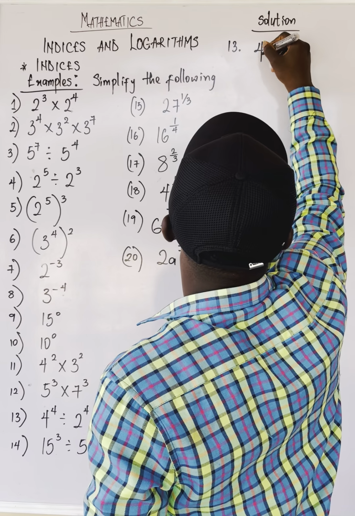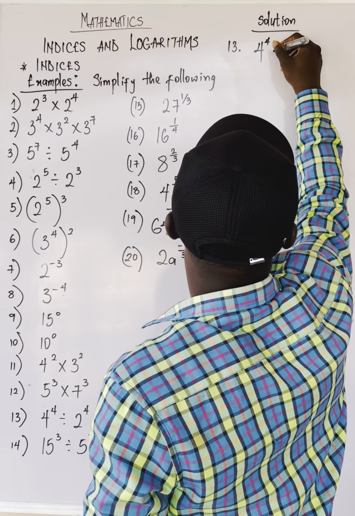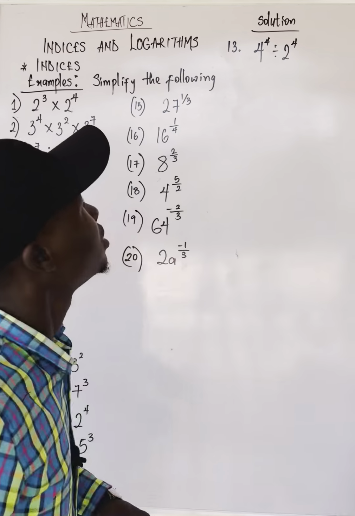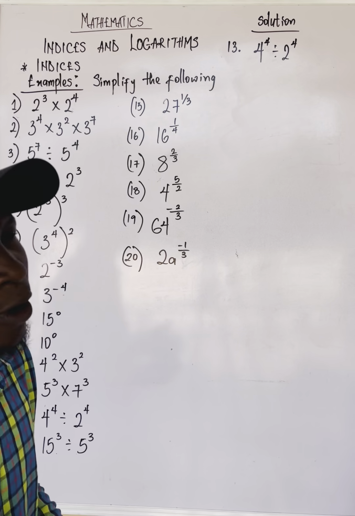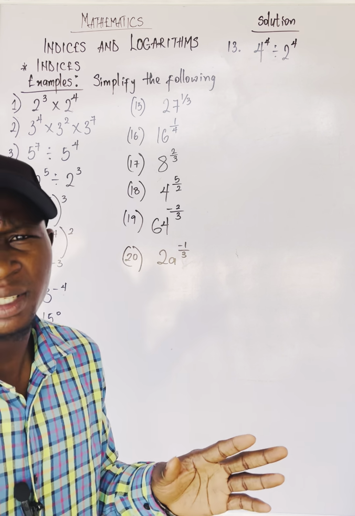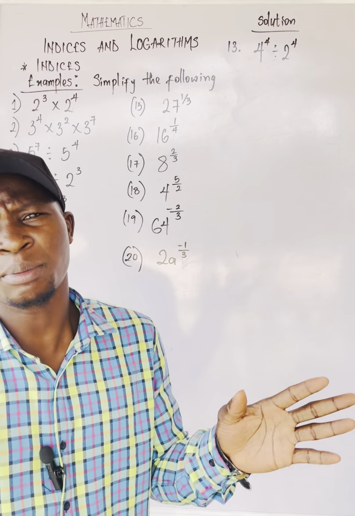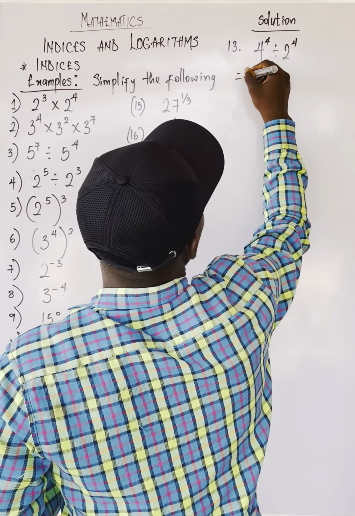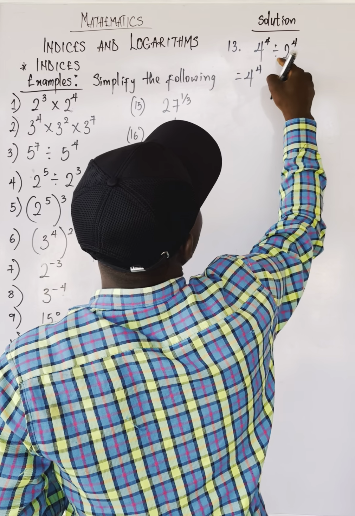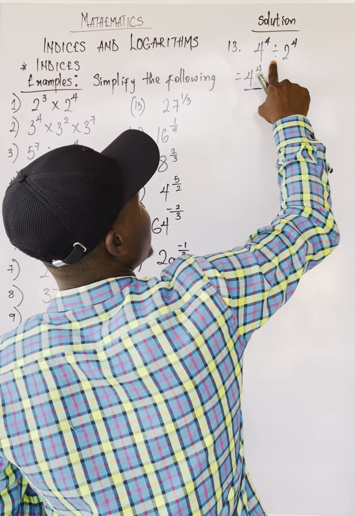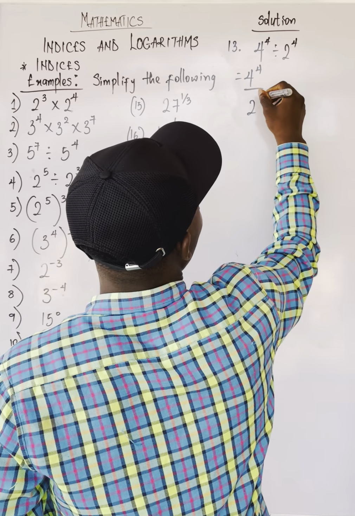Question 13 says 4 raised to power 4 divided by 2 raised to power 4. Now, they're having different base but the same power. I can write it as 4 raised to power 4, divided by, I can write it as over, 2 raised to power 4.